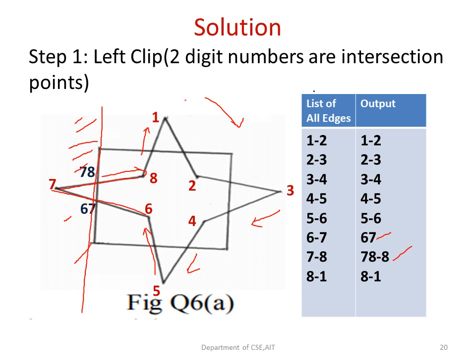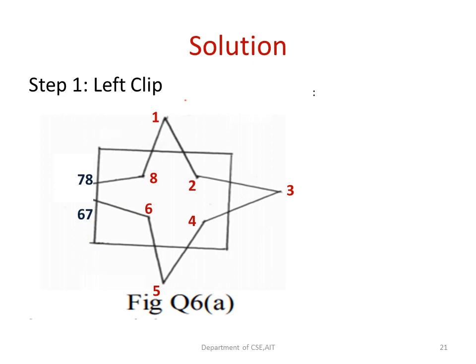So in my output list, for the edge from 6 to 7, 6 is inside and 7 is outside. When you go from inside to the outside, I am going to consider the intersection point 67, and for the line from 7 to 8, because this is from outside to the inside, I am going to consider the intersection point 78 and the inner point 8. So this is the left clip. This left clip will be given as the input for the next stage. After applying the left clip, this is the output that we are getting.